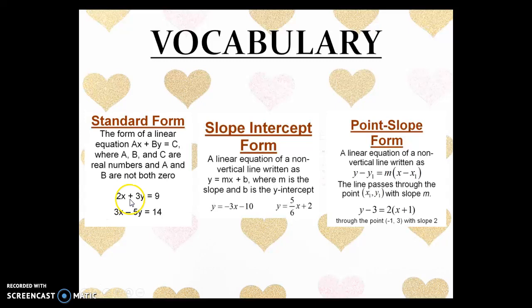Standard form, ax plus by equals c. Slope-intercept form, y equals mx plus b. And today we're looking at point-slope form: y minus y1 equals m times x minus x1. So pay attention to this.